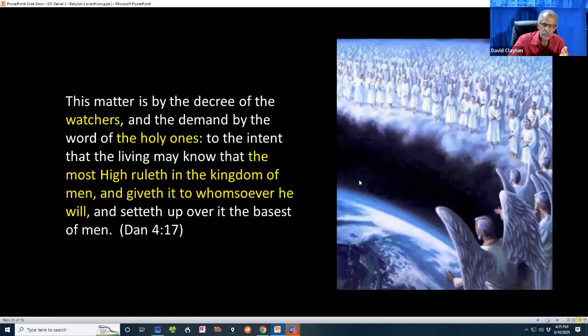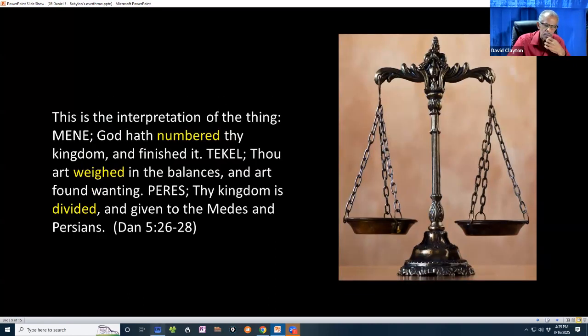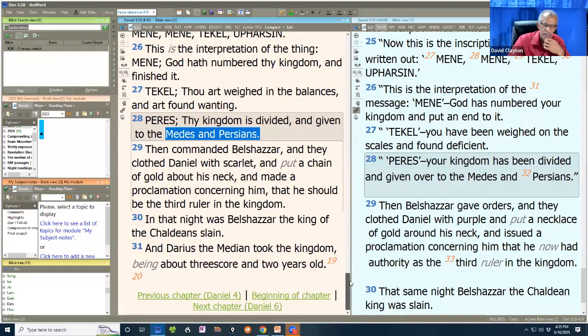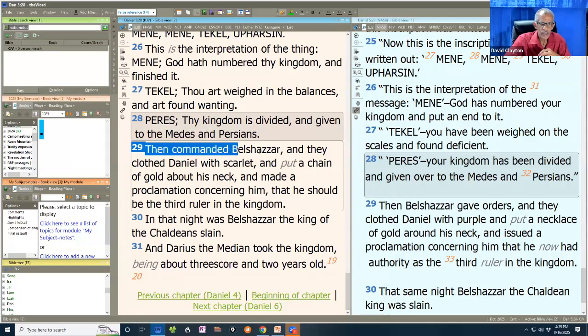And so this is what Daniel is saying. I'll just read to the end of the chapter, and then we'll come back and look at this in a little bit more detail. It says, then commanded Belshazzar.